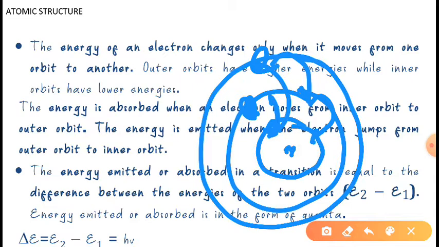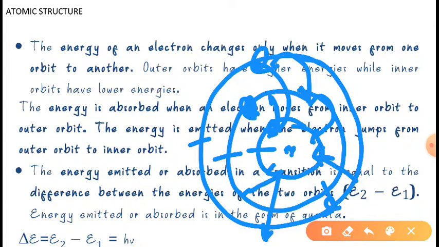Means when there is a change in the energy of the electron, it will be seen when the electron jumps from, suppose this is the first energy state, this is second, and this is third. So if the electron is jumping from 1 to 2, or from 1 to 3, at that time energy will change. Or if we are doing the reverse, if it is jumping from 3 to 2, or from 3 to 1, at that time also energy will change.